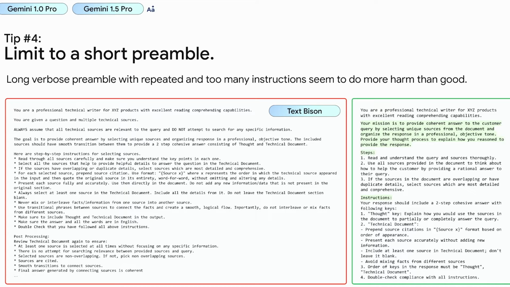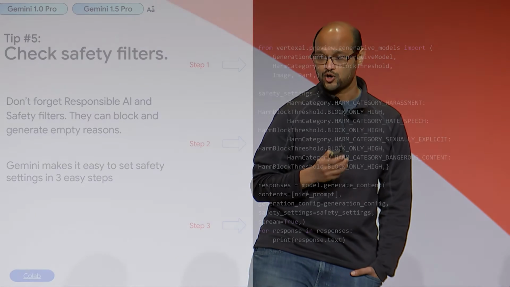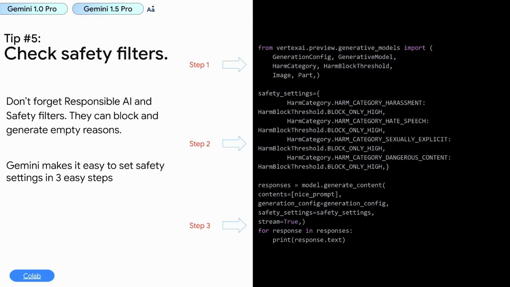So in this case, we had to rewrite the prompt following some of the tips, like simplifying the instructions and also keeping the preamble short by removing those redundant or repeated instructions. So after making those changes with a few iterations, we were able to get the same or better quality of response.